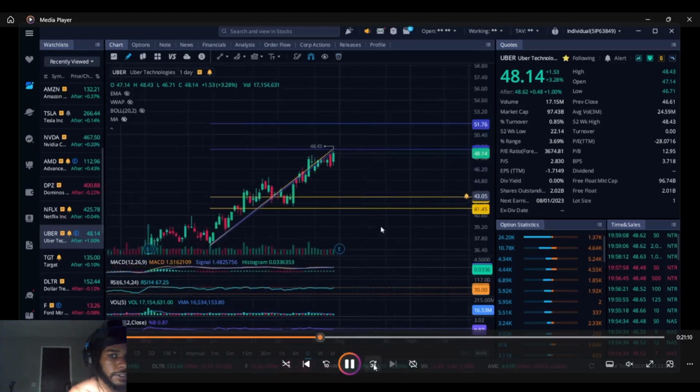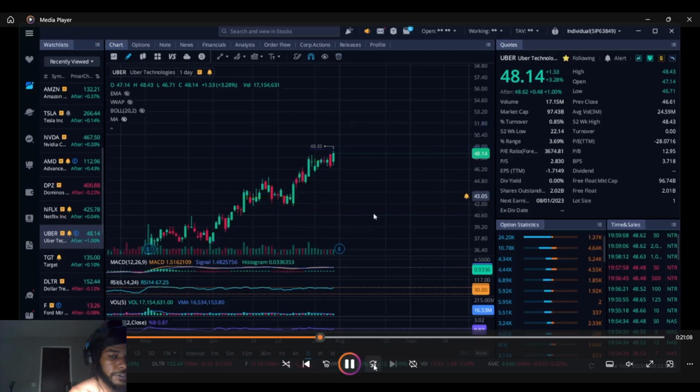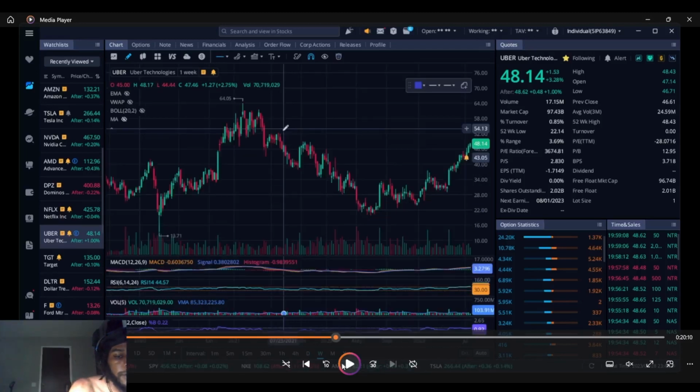Alright, and that's the extension and the retracement. Okay, so we're gonna talk about key levels. I'm gonna show you guys exactly what I mean when I say key levels.